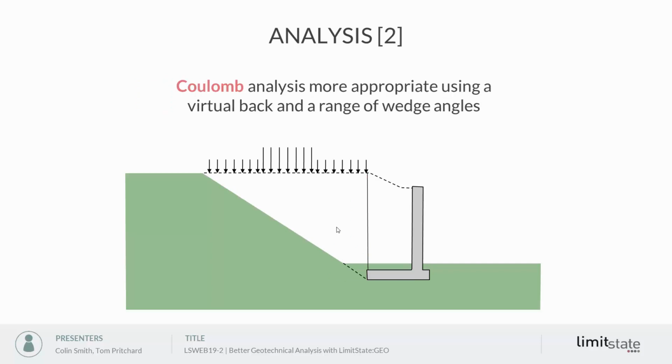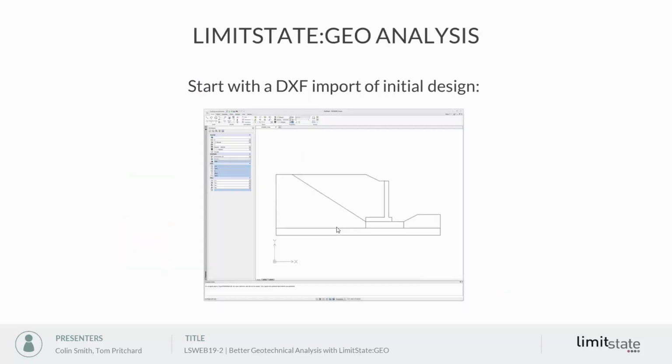Alternatively, we could use a Coulomb wedge. It's a little bit easier in terms of dealing with those issues, but is again fairly simple in that it doesn't capture all the possible failure modes. So we'll look at how we deal with this in LimitState GEO. What we do initially is start with a DXF import of the initial design.